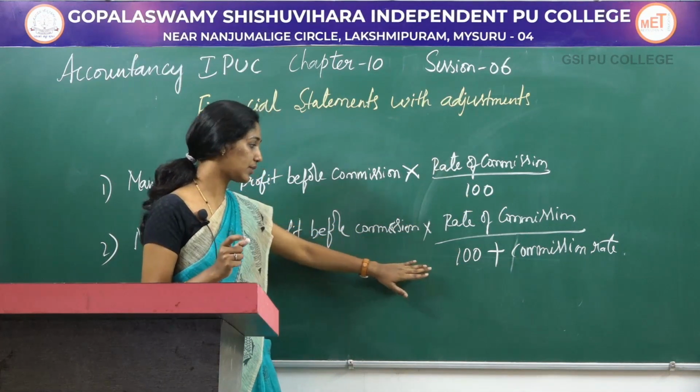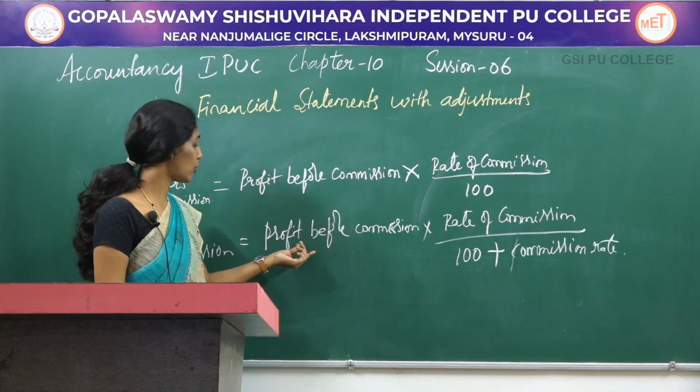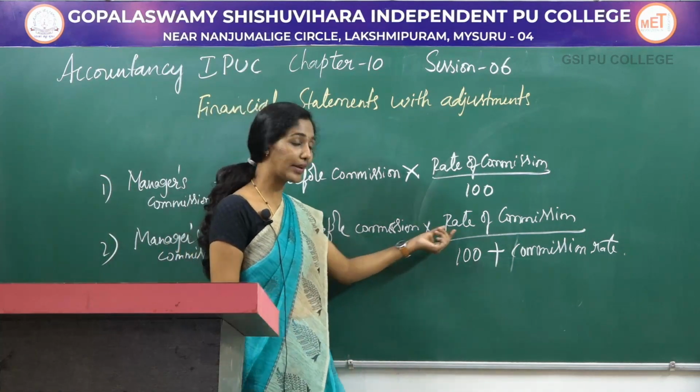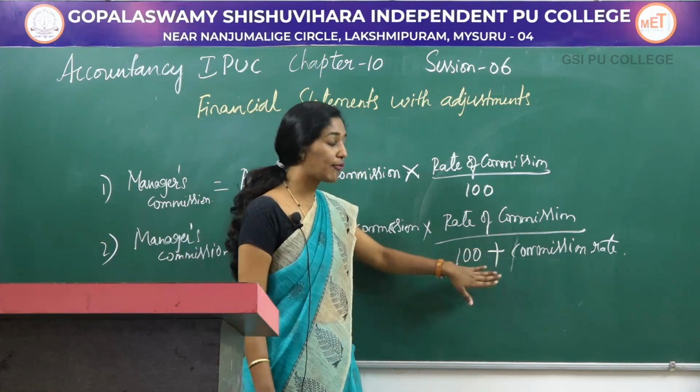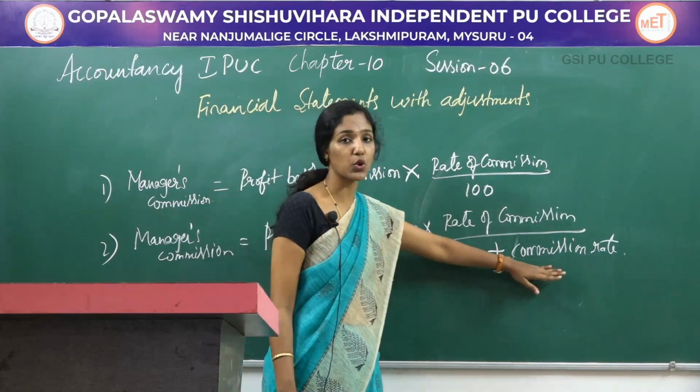Here there is a minor difference in the second formula. Take the same amount of profit before commission into rate of commission divided by, you have to add 100 plus commission rate.